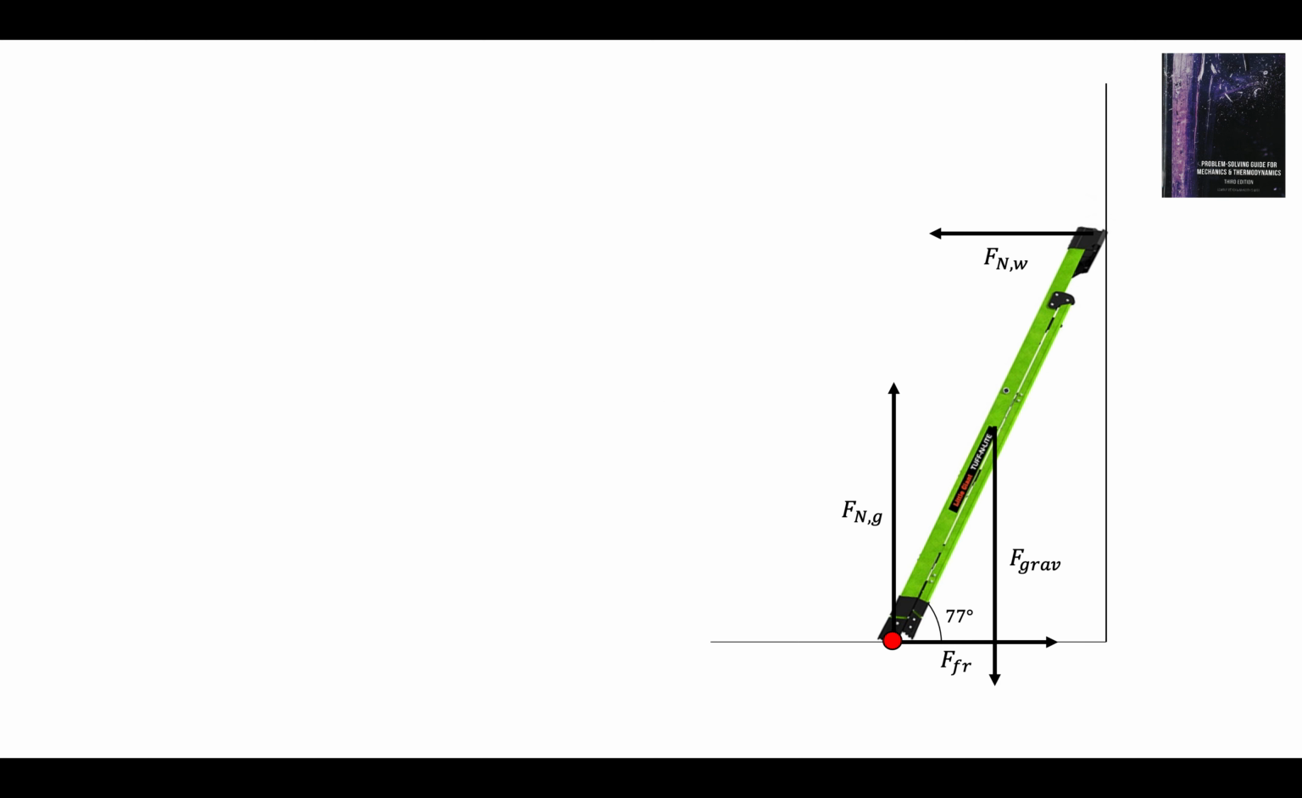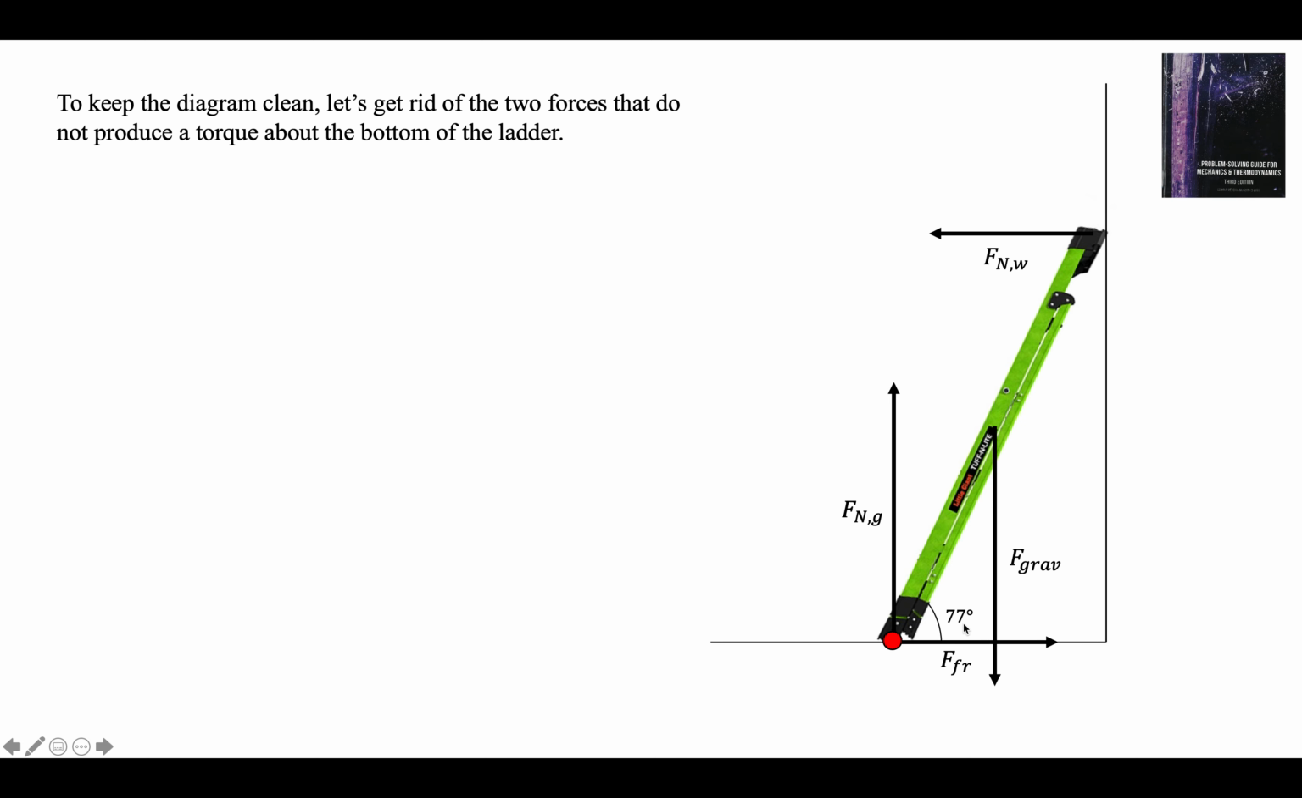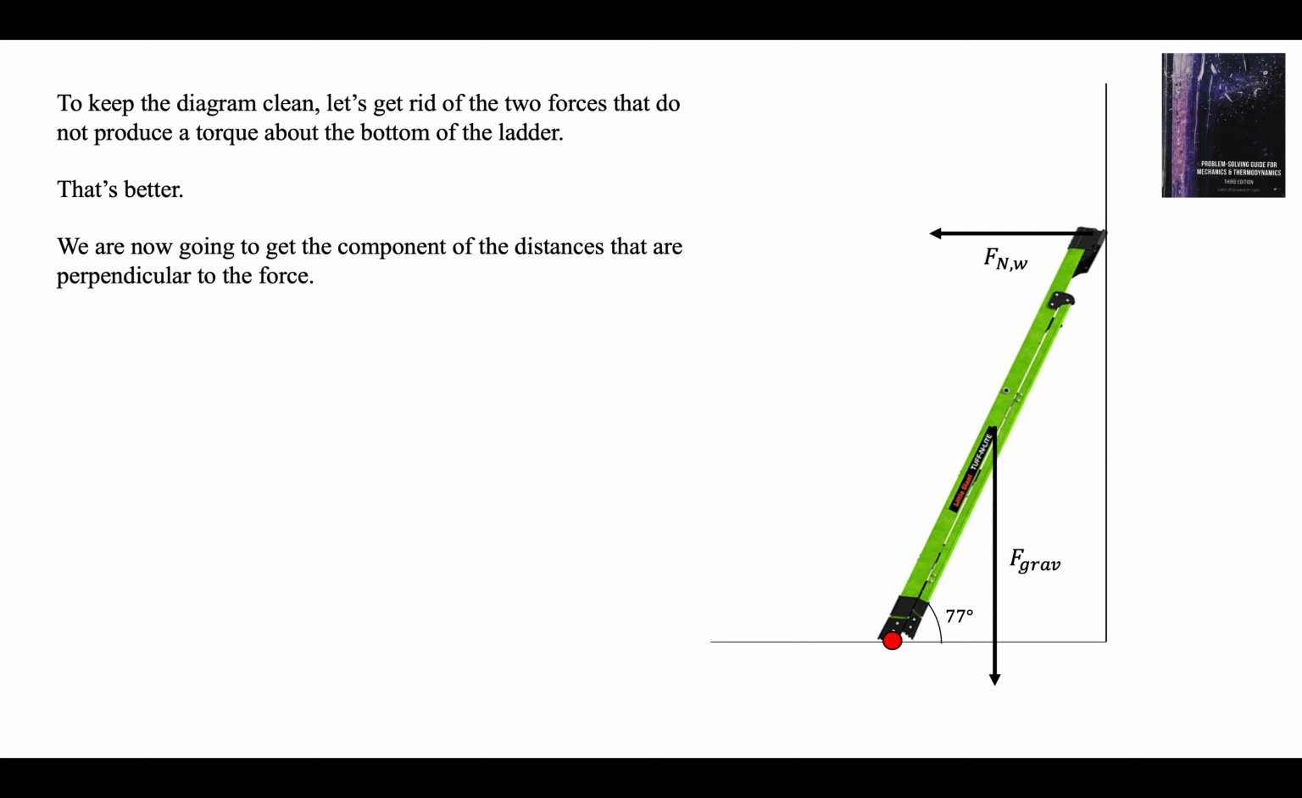Let's go to the original force diagram. Those are the four forces. F normal from the ground must be 200 newtons. It has to balance gravity. It's the only thing that's holding the ladder up, and the frictional force must balance the normal force from the wall. So now we go 200, 200, 48, 48. Let's get rid of the forces that don't produce torques. Let's get rid of these two. We don't need these on the diagram. We're taking torques about this red dot. Let's get rid of those.